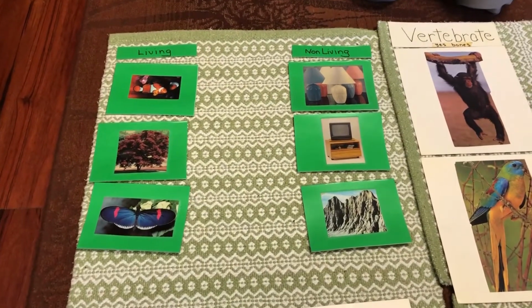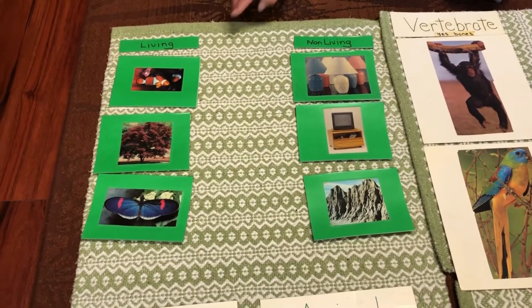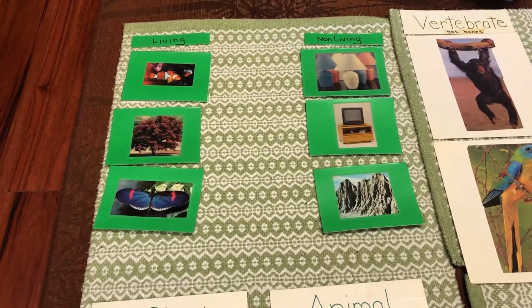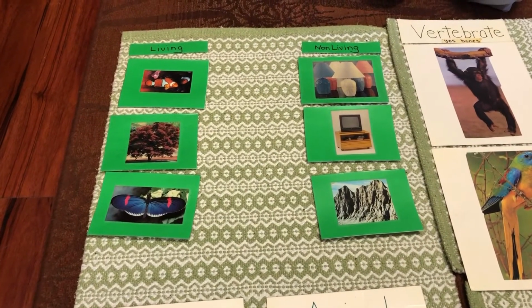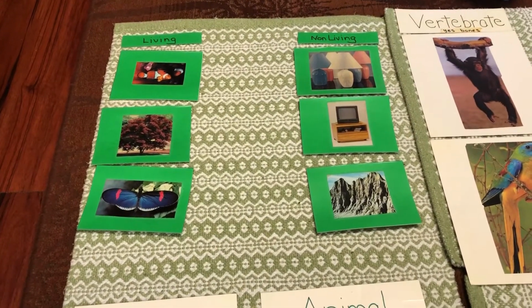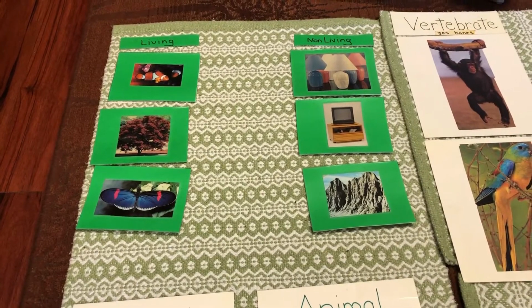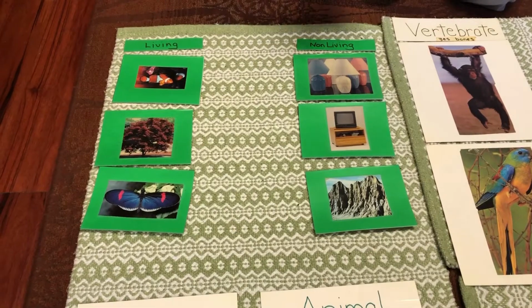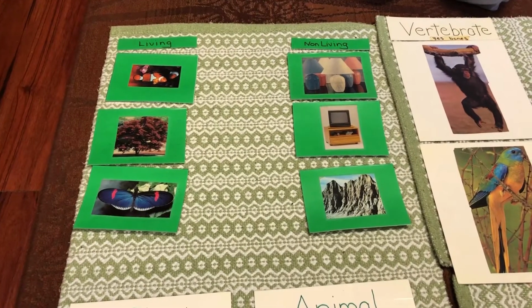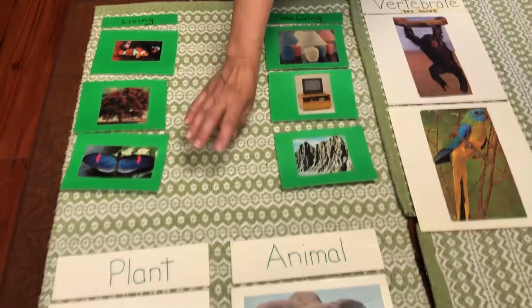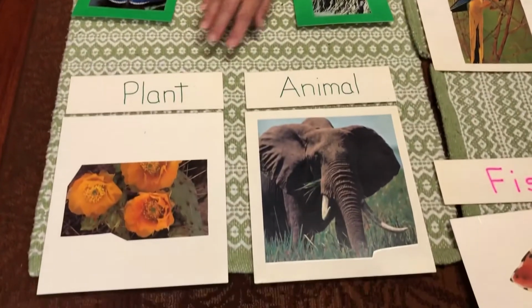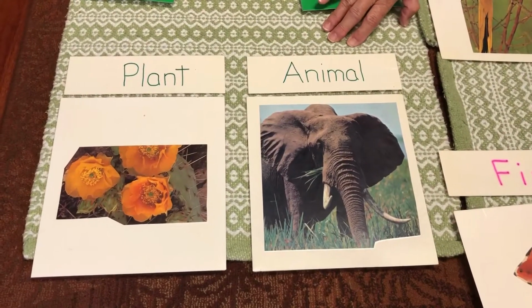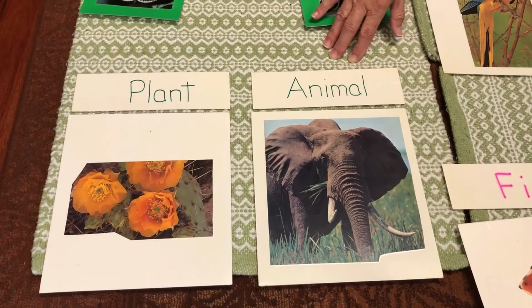The fun question we always ask the children is, does a lamp have babies? Can a lamp move by itself? Does a lamp drink water? Can a lamp eat? Then a lamp is not living. And they sort them according to living and non-living. We also take a look at what makes a plant versus what makes an animal, and the difference between them.